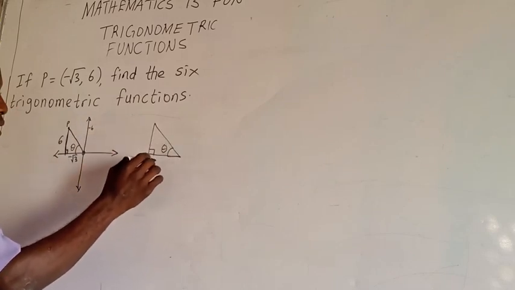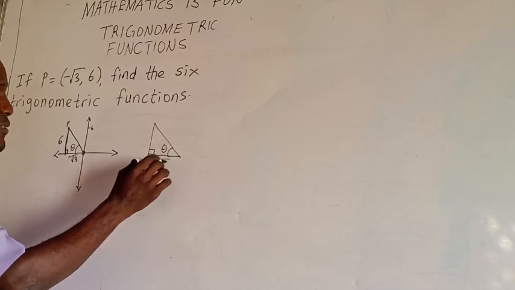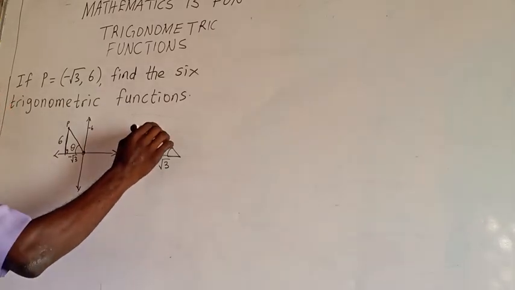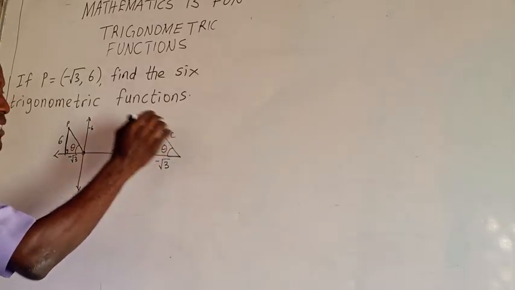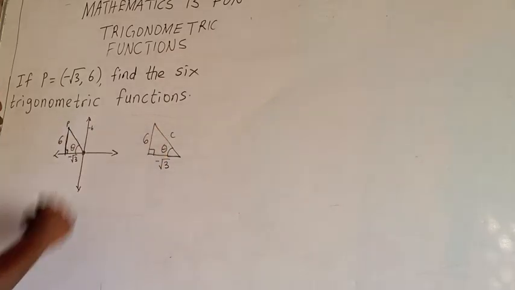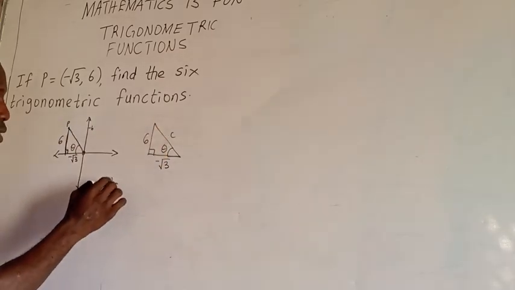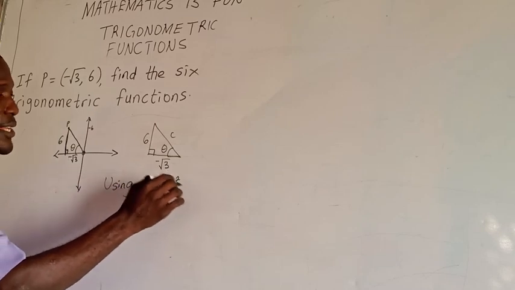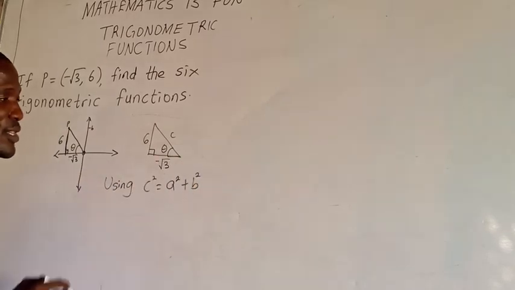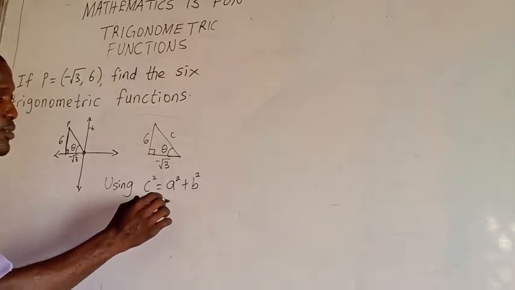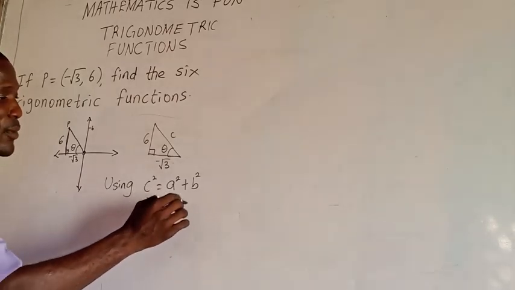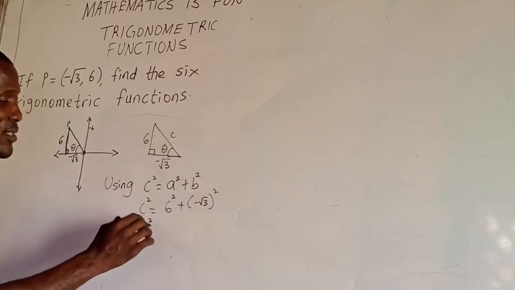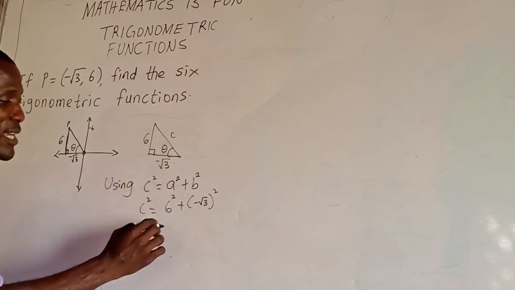The theta is here. The value of x is negative root 3. My value of y is 6. And let me call this place my C, the hypotenuse. So let's quickly look for the C. Remember, we are going to use Pythagoras' rule: c squared equals a squared plus b squared. Our c squared equals, let's call our a 6, then plus minus root 3 squared. 6 times 6, that's 36.